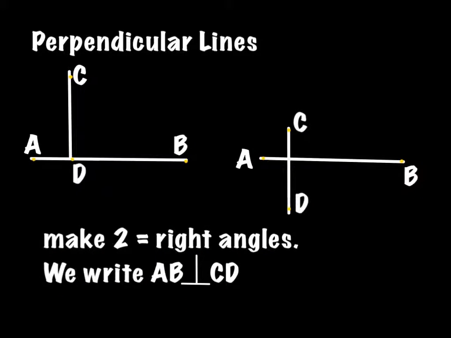Perpendicular lines. A very important thing to know. Perpendicular lines make two equal right angles. It's often confused with parallel lines. The symbol for perpendicular looks just like it would in the actual picture. The two segments together are forming a picture that looks just like the symbol is showing.